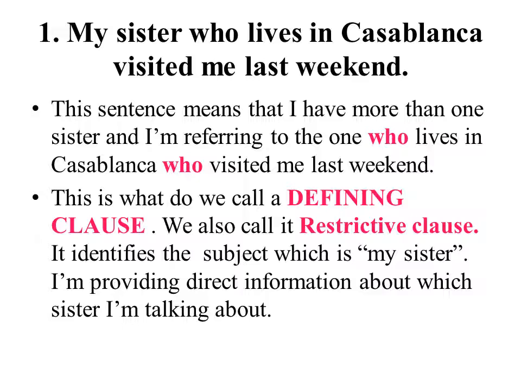We also call it restrictive clause. This is another name. So it identifies the subject, which is my sister. I am providing direct information about which sister I am talking about. So of course, this shows that I have more than one, and I am talking about the one who lives in Casablanca. This is what we call defining clause.